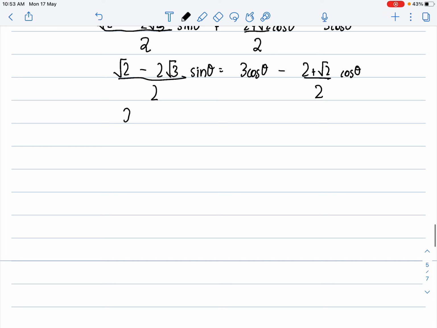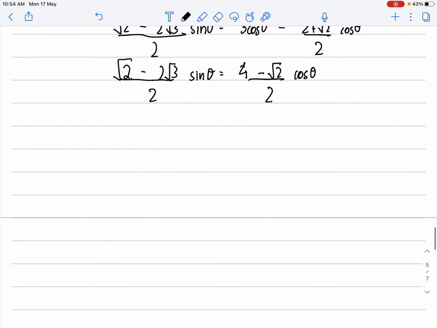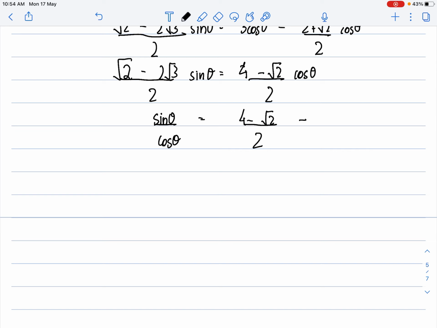So I can simply write this as root 2 minus 2 root 3 over 2 sin theta is equal to, now I can simply do 3 minus 2 plus root 2 over 2, which will give me 4 minus root 2 over 2 cos theta. Now I can simply write this as sin theta over cos theta, which is equal to 4 minus root 2 by 2 divided by root 2 minus 2 root 3 over 2.